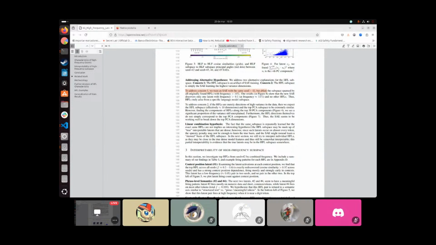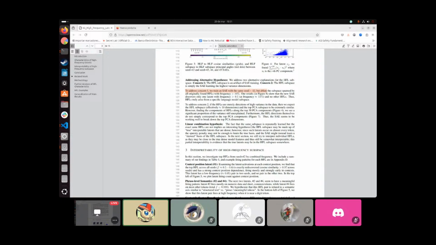And concern two is, if they are merely directions of high variance in the data, they expect the subspace, which is only 10 dimensions, which is interesting, and the top PCA subspace to be extremely similar. However, finding the components of the high frequency latents along the top 30 PCA components, we see a significant proportion of the variance still unexplained. Makes sense. Furthermore, the high frequency latent directions themselves do not simply correspond to PCA components.